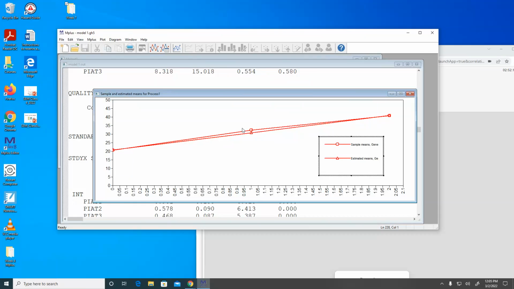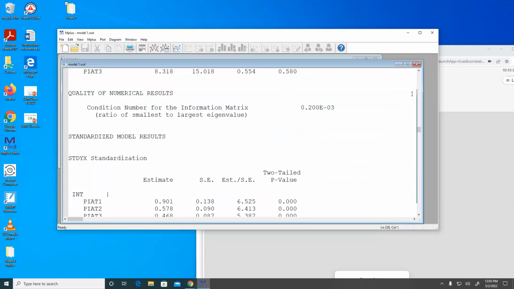We can't do anything about it. We only have 3 time points. But okay, that doesn't look too bad. It's not the most interesting graph here, but that's how you get those graphs. So now, how are we doing?